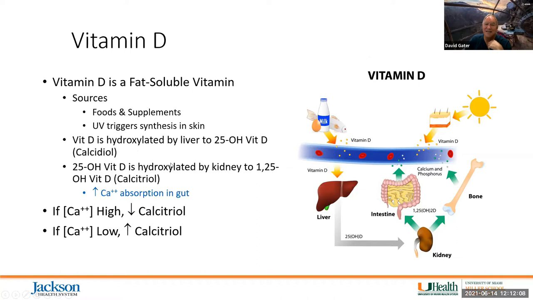vitamin D. Now, vitamin D is hydroxylated by the liver, meaning you add a hydroxyl group to it, and it becomes 25-hydroxy vitamin D, or calcidiol, and then is further hydroxylated in the kidneys to form 1,25-dihydroxy vitamin D or calcitriol. So generally this is going to increase calcium absorption in the gut. Now, if your plasma concentrations of calcium are high, you're going to see a reduction in calcitriol. If your calcium concentration in plasma is low, you're going to increase calcitriol.